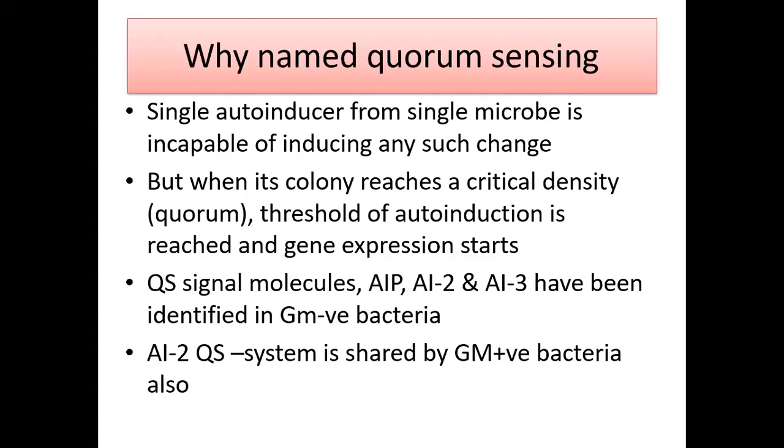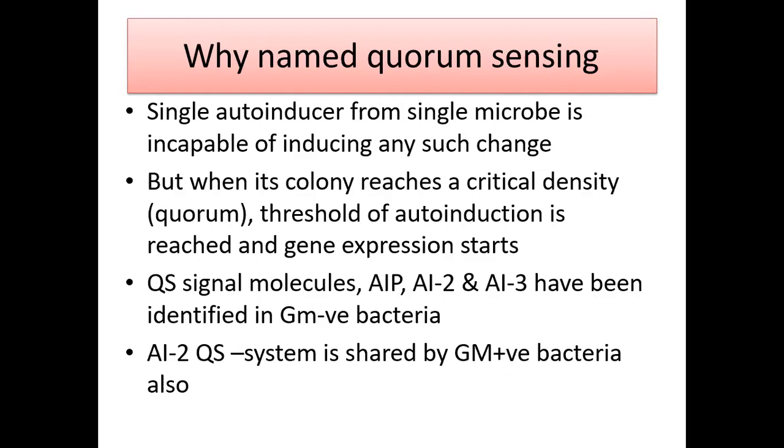But when its colony reaches a critical density, a group of bacteria, say for example 2 raised to 2 bacteria, or 2 raised to 5, or 2 raised to 10, it's called a group of bacteria, right? That quantity is called the quorum. Quantity means quorum. The threshold of autoinduction is reached and gene expression starts. When the threshold of autoinduction is reached, meaning so many autoinducers are produced by the group of bacteria, only then will gene expression start.